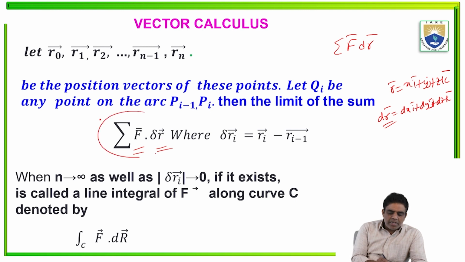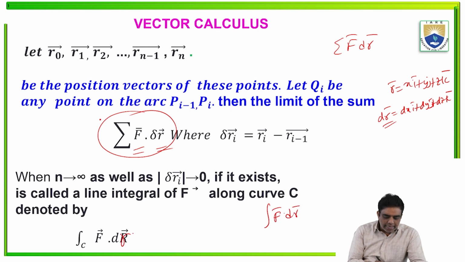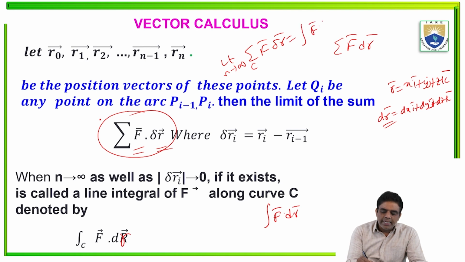Now, the limit of this sum as n tends to infinity, that means delta ri tends to 0, if it exists, is called the line integral of f bar dot dr bar. You can write small r or capital R. If we maintain small r, go with r bar throughout. So the integral over C of f bar dot dr bar. Clearly the definition is that the summation of f bar dot delta r bar along the curve C as n tends to infinity gives the integral of f bar dot dr bar along the curve C.